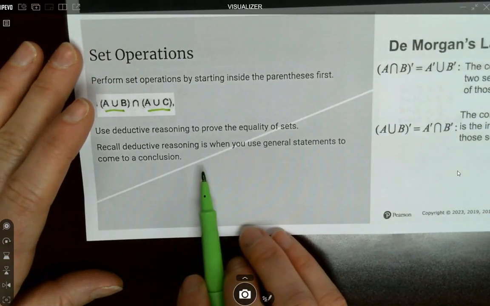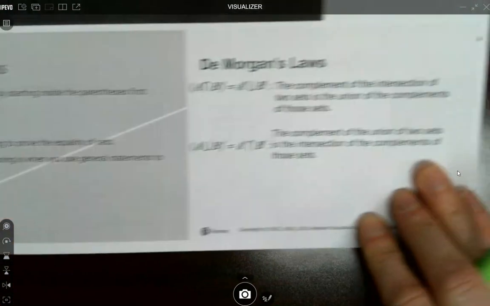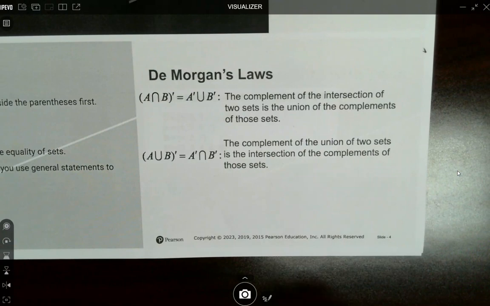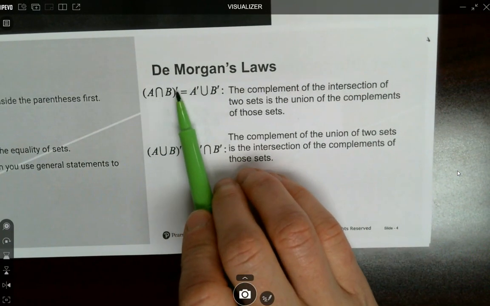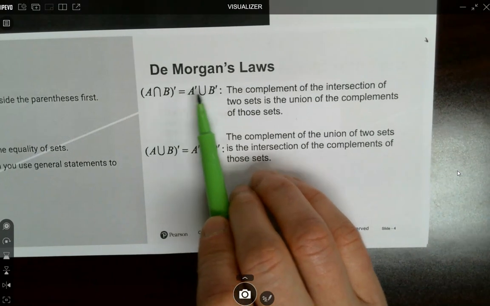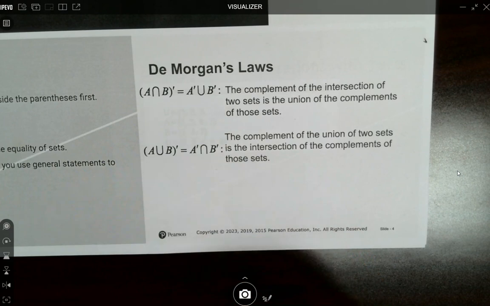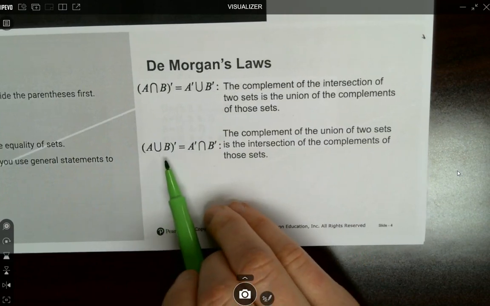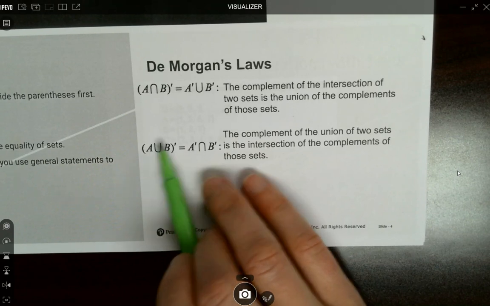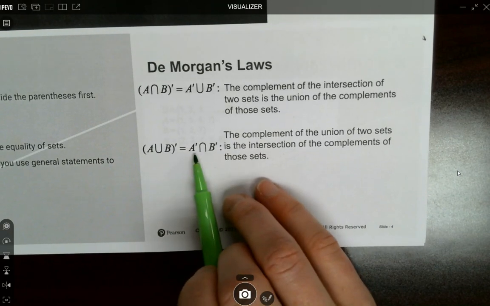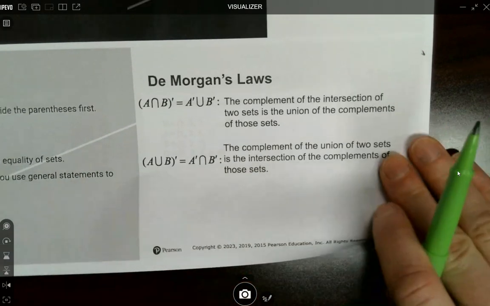Use deductive reasoning to prove the equality of sets. Recall, deductive reasoning is when you use general statements to come to a conclusion. This is De Morgan's law. So the complement of A intersect B equals the complement of A union the complement of B. And then you could reverse that. The complement of A union B equals A complement intersect B complement.